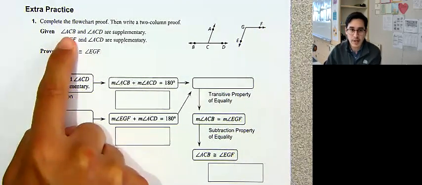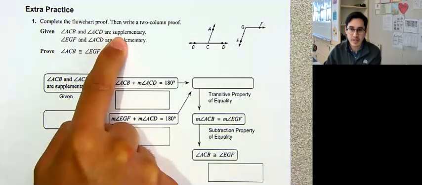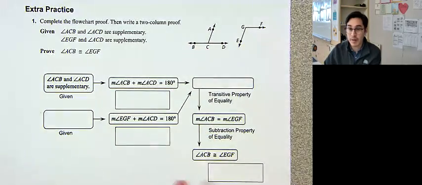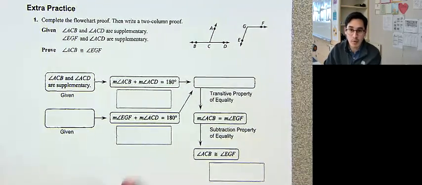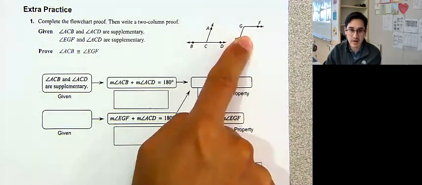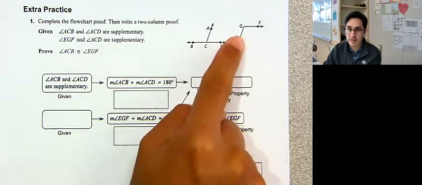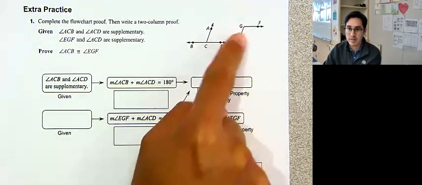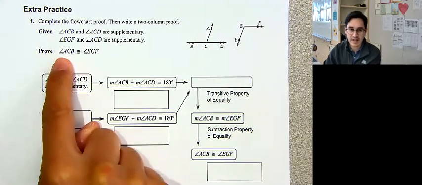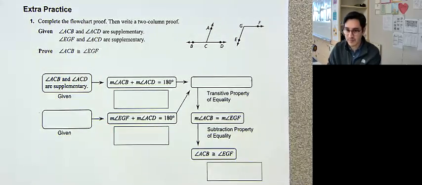Here's what we know. Angle ACB and angle ACD are supplementary. That makes sense because ACB and ACD form a linear pair. But we're also told that angle EGF, which is just kind of this random angle over here, and angle ACD are also supplementary, right? So these two angles are supplementary as well. And what we want to prove is that angle ACD is congruent to angle EGF.